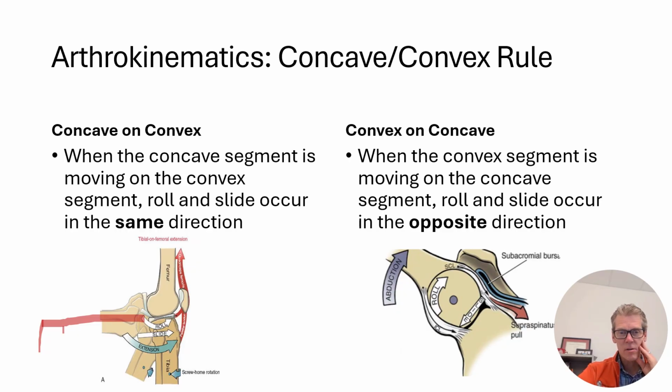As you bring your foot down to the ground, it's your tibia that's moving on your fixed femur. So you've got a concave surface that's moving on a convex surface, and those two arthrokinematic directions are going to occur in the same direction. So we're going to do an anterior roll, and we're going to do an anterior slide at the same time.